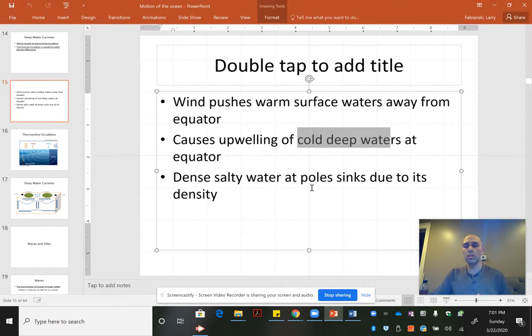And the dense, salty water at the poles now sinks down. So the warm water moves away from the equator. It's replaced by the cooler water. And then the dense water now at the pole starts to sink, and you have this giant convection current going around and around.